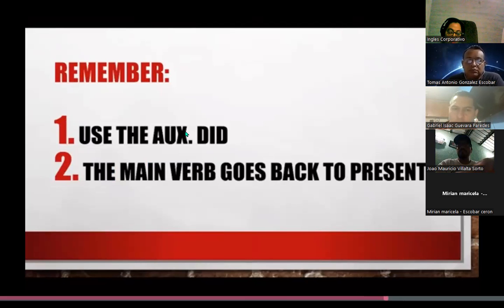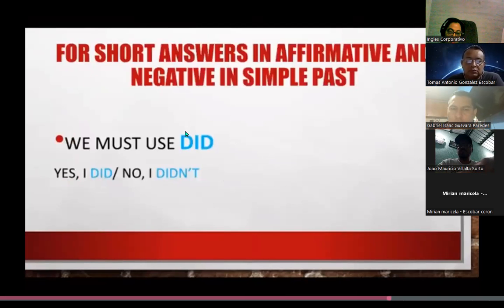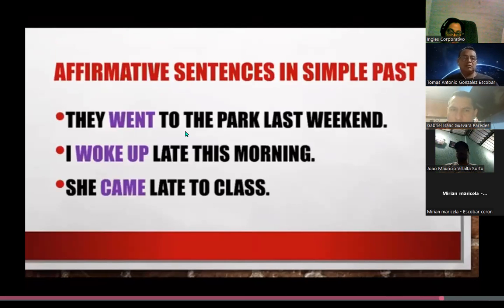For short answers in affirmative and negative in simple past, we must use did within the answer as we saw on the chart. Yes, I did. No, I didn't. This takes us to say that we use verbs in simple past when we say affirmative sentences. Take a look at the following statements. They went to the park last weekend. I woke up late this morning. She came late to class. I suggest that you study and learn verbs in simple past to express past activities and experiences.